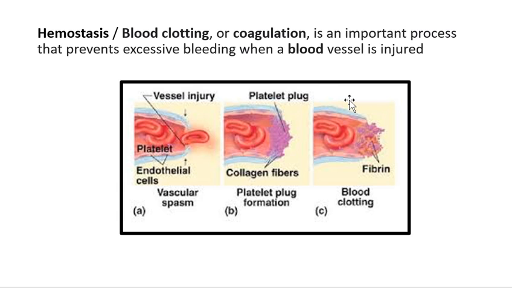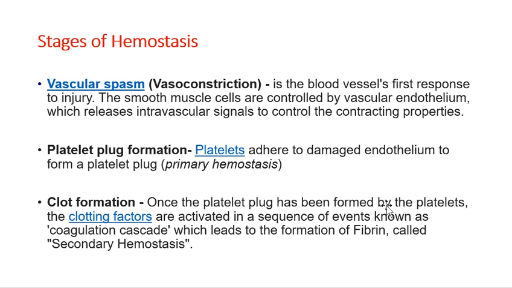Now let's start. So hemostasis, or blood clotting, or blood coagulation, is an important process which prevents excessive bleeding when a blood vessel is injured. If you can see the same three steps here: vascular spasm, okay, so vasoconstriction occurs, then platelet plug formation and blood clotting. Okay, now let's see.